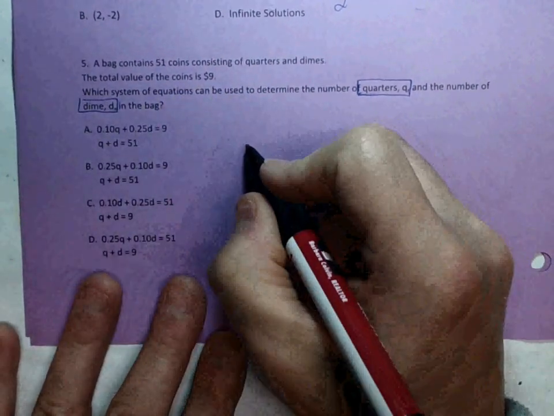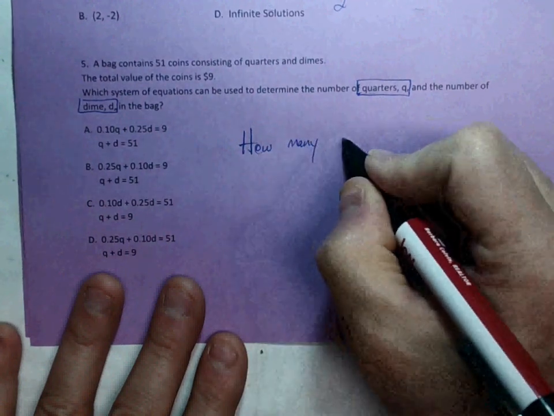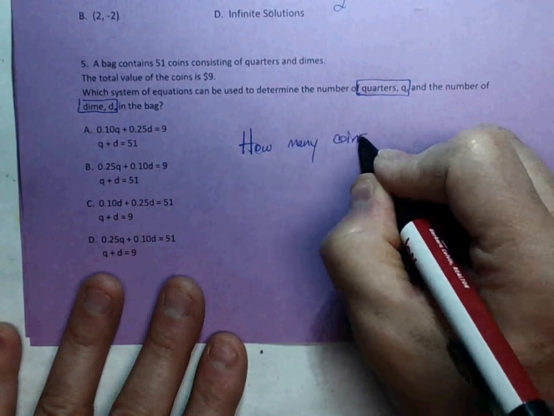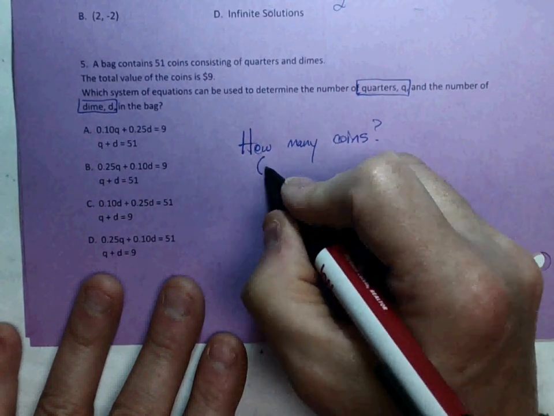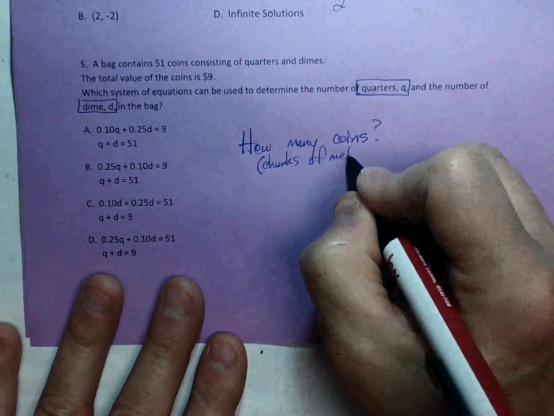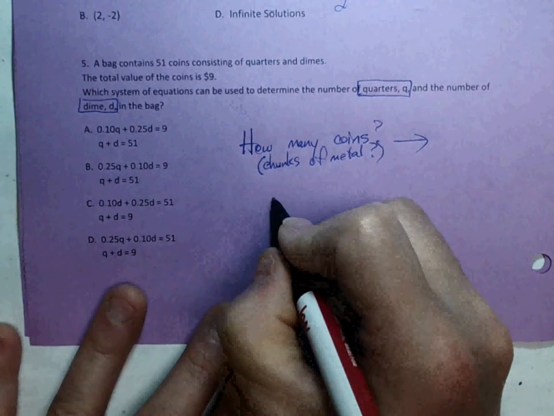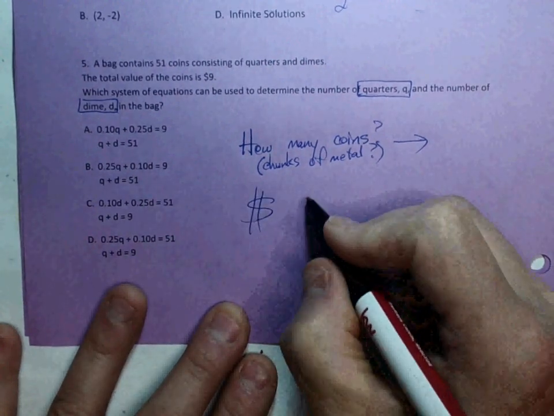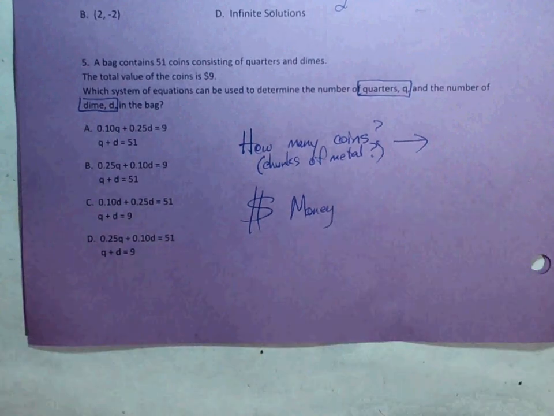Okay, remember you need two equations. You need an equation for how many coins, and if you're in my class, I said how many chunks of metal you have. That would be one equation, and the other equation deals with the value, money. Okay.